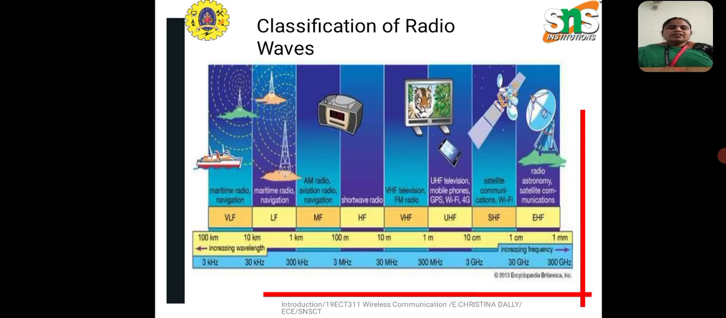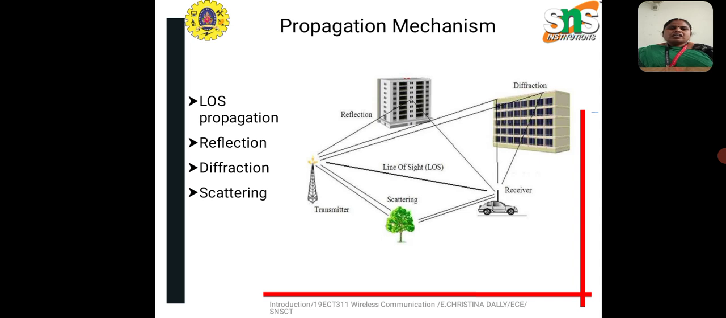As I mentioned in the previous slide, we have very low frequency and so on. So how much of the frequency range has been allocated? For example, if we are using UHF or radio astronomy, whatever it may be, the wavelength and the corresponding frequency ranges have been mentioned here. Next, we are going to see the propagation mechanism.